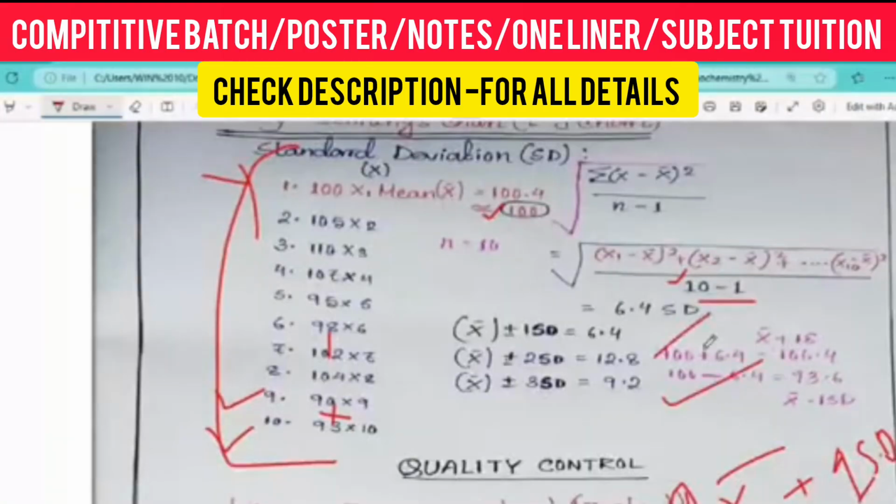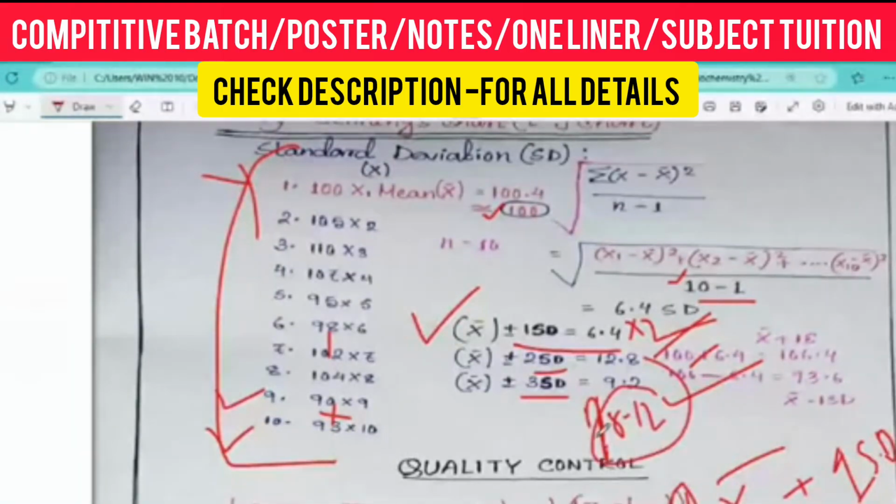Okay, that is the plus, that is the minus. So if I am taking 1 into SD, then 6.4. If I am taking 2 into SD, 2 means 6.4 into 2, so that 12.98. If I am taking 3 into SD, 6.4 into 3, 18.12. Like that. Understood? Up to this much understood?